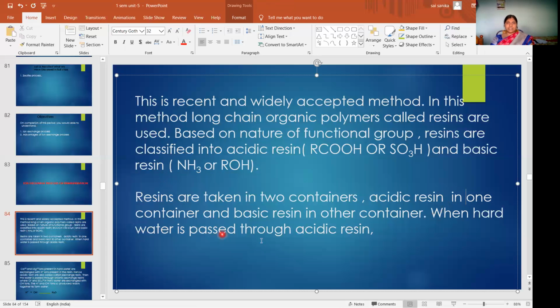When hard water is passed through acidic resin, we are taking two containers. In the first container, we are keeping acidic resin, and in the second container, we are keeping basic resin. First, we are passing hard water into the container which is having acidic resin. So when you pass hard water onto the acidic resin, we will see what is happening here.